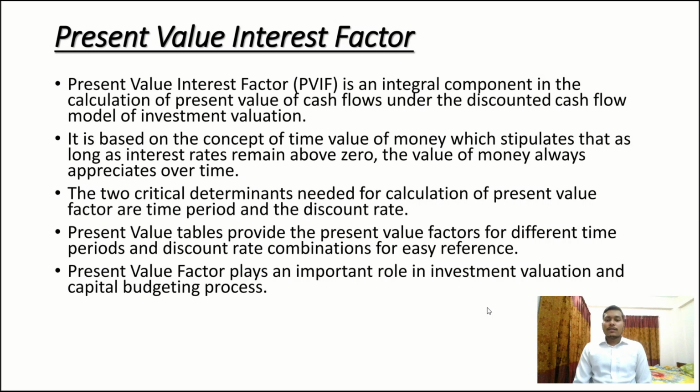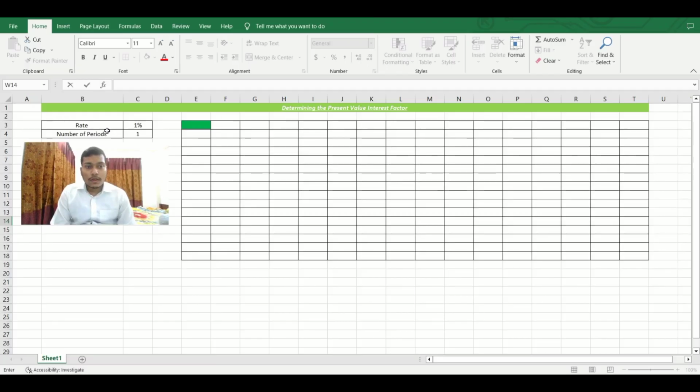Let's go to the Excel sheet to see how to calculate PVIF using the data table formula in Excel. Here the rate is 1% in cell C3 and the number of periods is 1 year in cell C4. To figure out the present value interest factor, at first we have to find out the present value of 1% interest rate in 1 year.